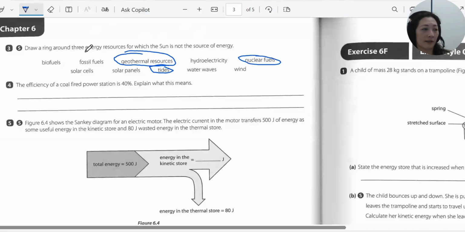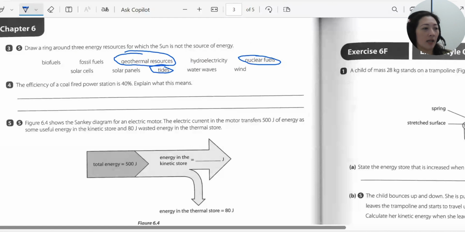So that's the answer. The rest of the energy resources exist due to the presence of the sun, or are because of the sun. Okay, let's move on. The efficiency of a coal-fired power station is 40%.